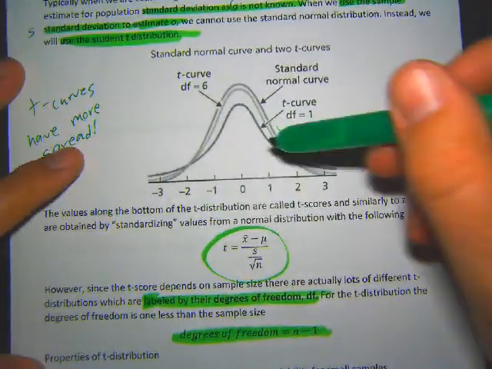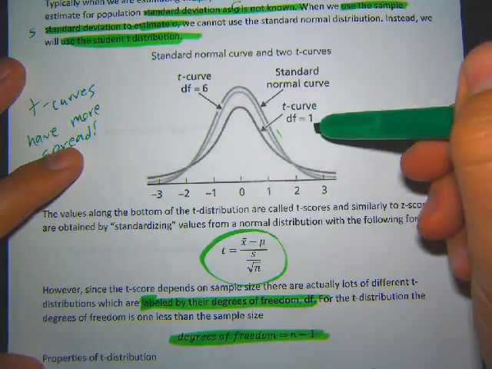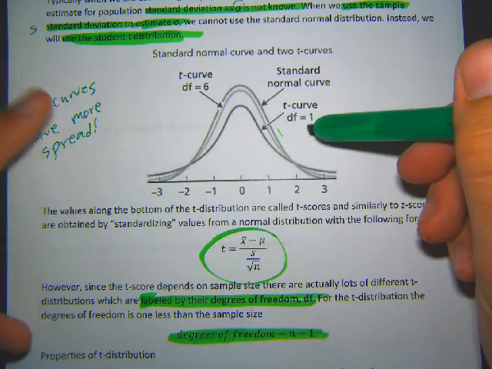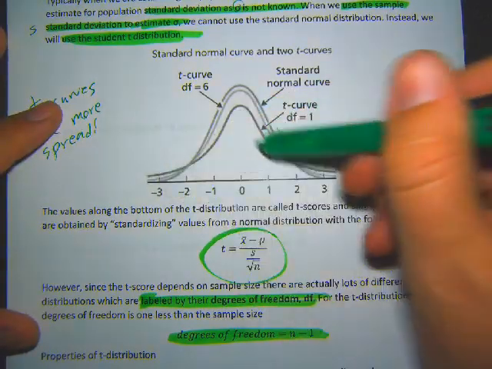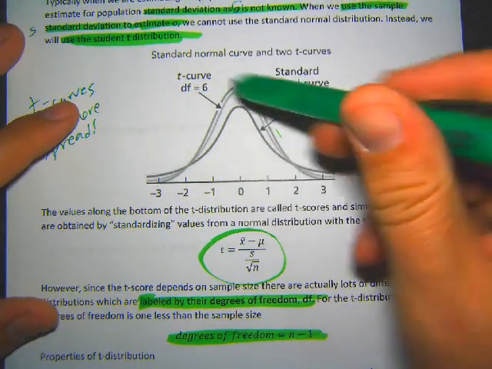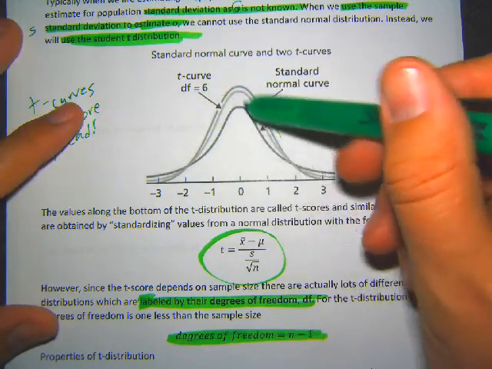So the t-curve you work with will depend on your degrees of freedom. Like this one, degrees of freedom are 1. So they actually had a sample of 2, a really small sample, which we wouldn't really deal with, but that's why it's got a lot of variation. It's a very short curve because it's really spread out. So not very good. The sixth one, this one is like a sample of 7. It's going to be closer to the standard normal curve.